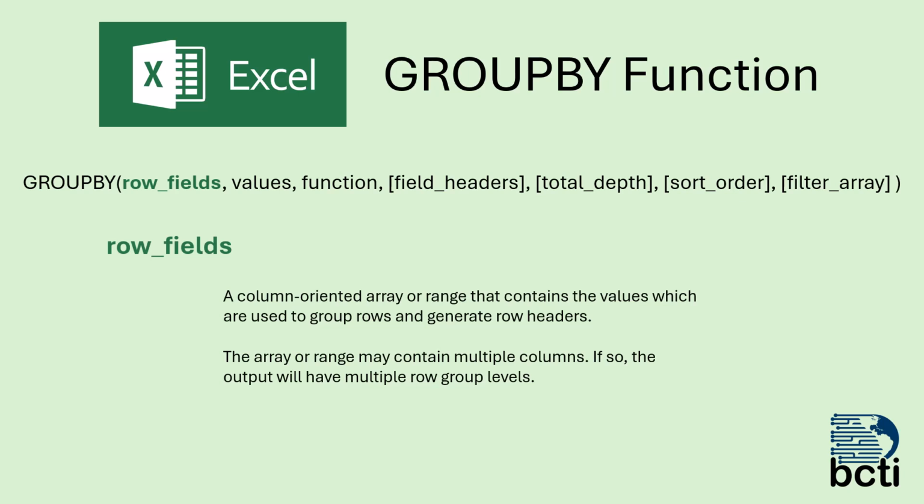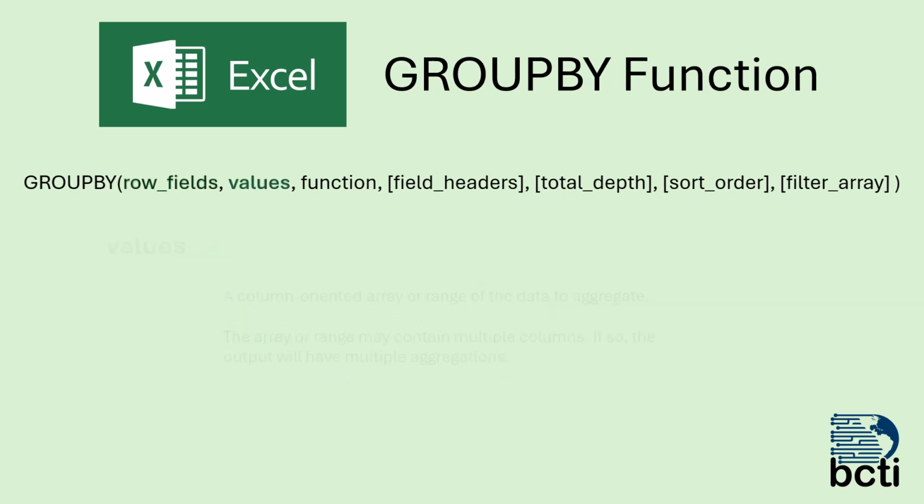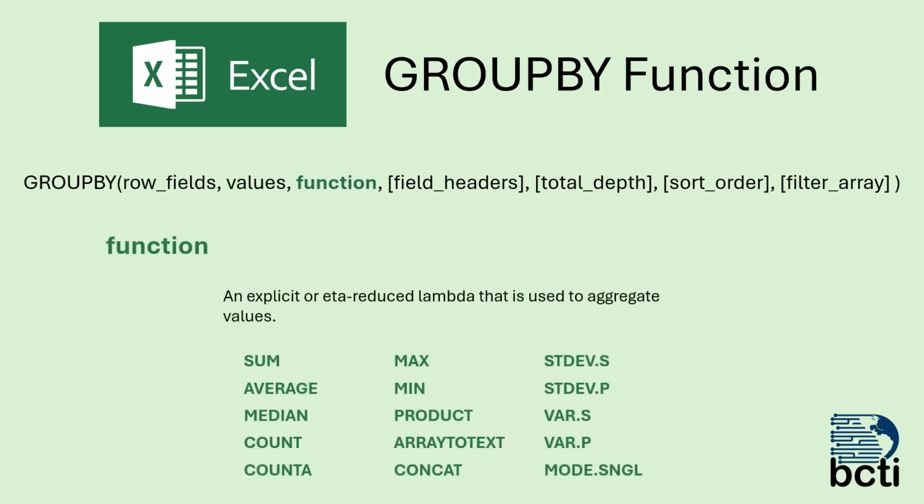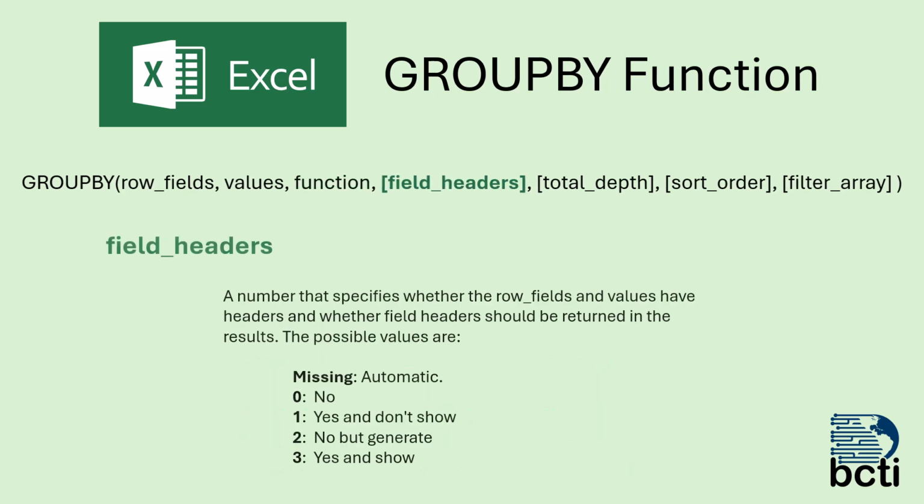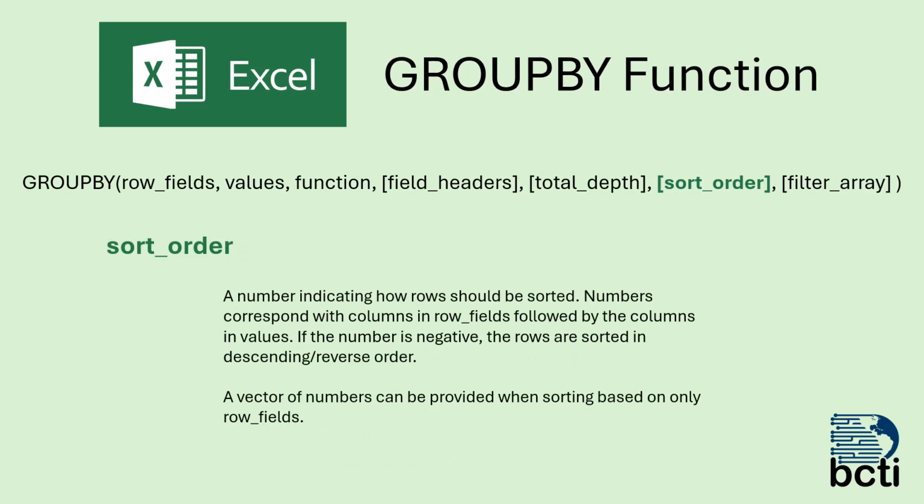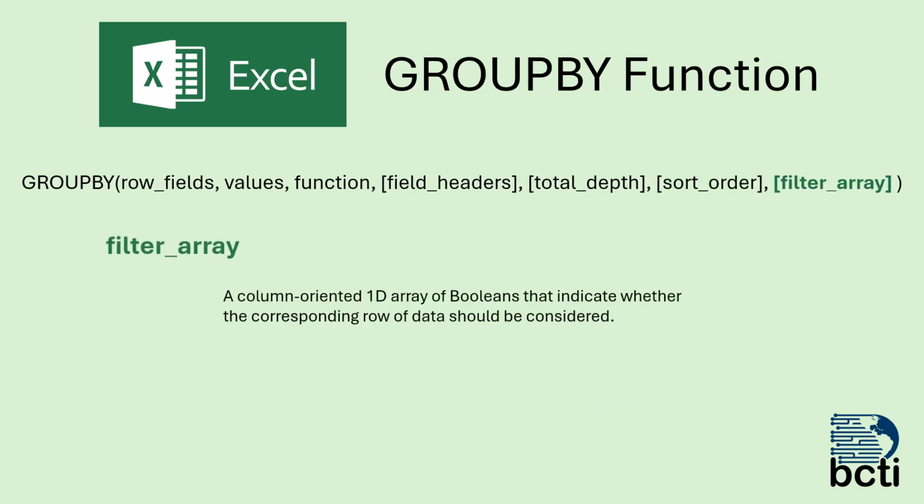So the row fields, this is just the column that we're going to group by. The values field, this is the column we're going to calculate. The function that we want to use, we can use any of these functions as aggregators. The field headers, these number codes tell GROUPBY whether we want to display the headings or not. The total depth, these number codes tell us, do we want grand totals and subtotals, where we want to place them, or maybe not show them at all. The sort order will allow us to sort by any column in any direction and even perform hierarchical sorts. And then finally, the filter array. This is the list of criteria that will drive whether we display or hide specific elements from the group.